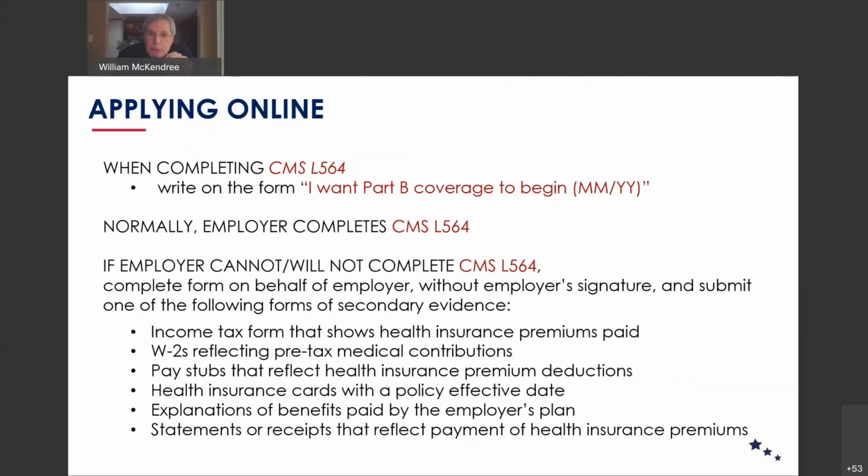What if the employer won't even give you an L564? It could happen. You can create your own, which you will attach, but you better verify why you aren't able to get the L564 from the employer, and you complete it yourself. And now you have to, guess what? Get ready to download a lot more information, the following kinds of documents to prove, since you can't get the employer to fill out the L564, that you in fact did have employer health coverage.